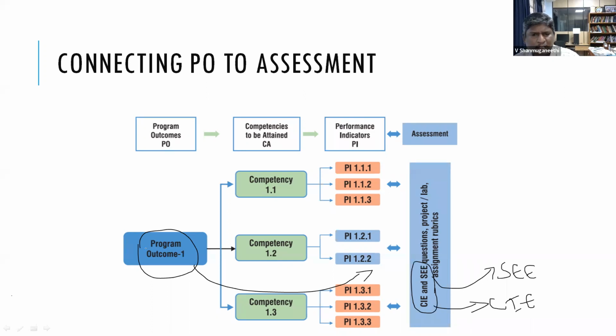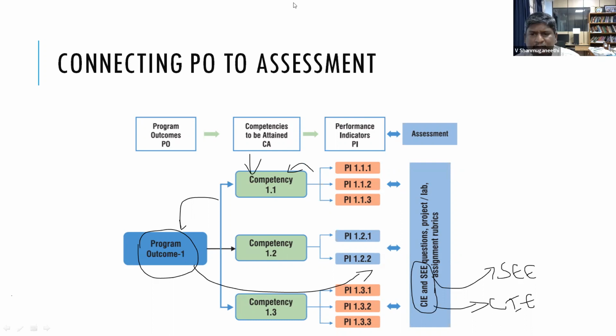So for each program outcome, they said that there are some listed competencies. For those competencies, what are the performance indicators? What the student has to do so that the student is able to achieve the competency, and ultimately they are achieving the PO. That is what they fundamentally wanted to do here.